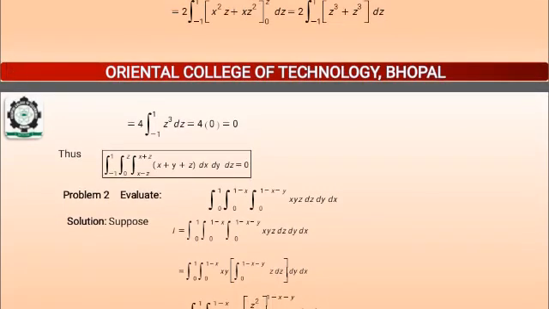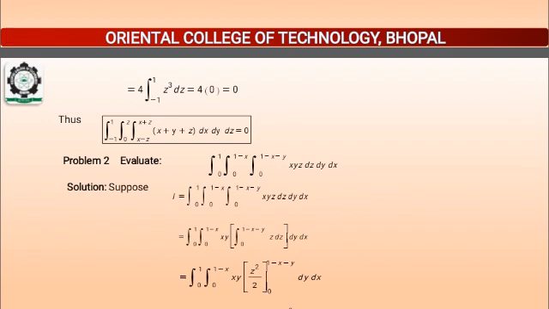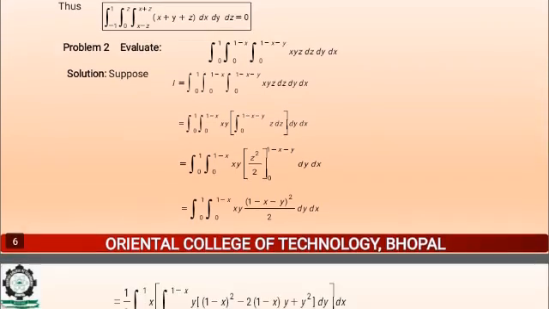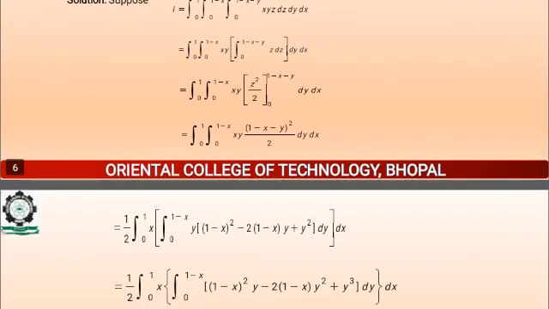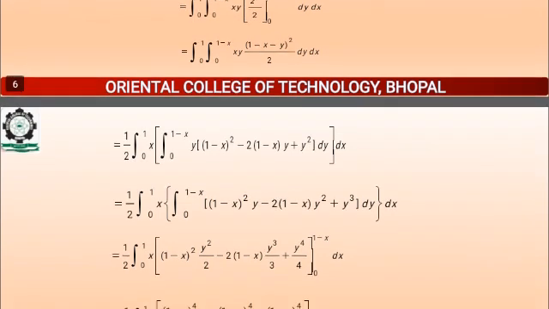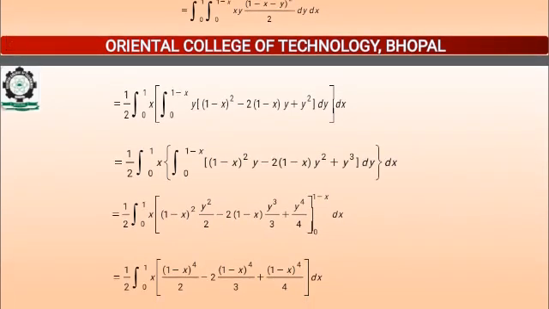Come to the next question. Evaluate the integral from 0 to 1, 0 to 1 minus x, 0 to 1 minus x minus y, of x y z dz dy dx. Consider the integral I and integrate first with respect to z. In the integration of x y z, x y is constant here, and the integration of z is z square by 2. Apply limits 1 minus x minus y and 0. We have this, and after that we integrate with respect to y and apply the limits of y, and we have this.